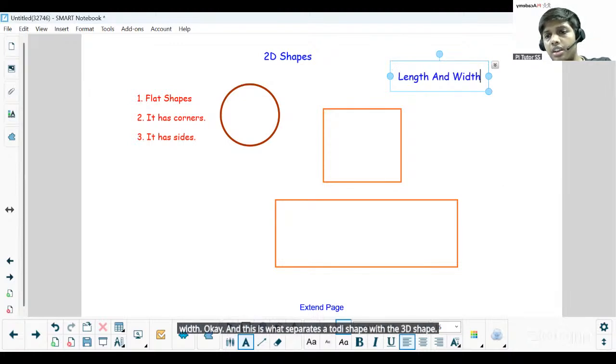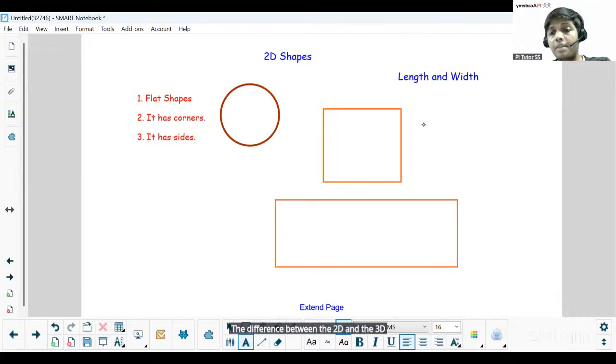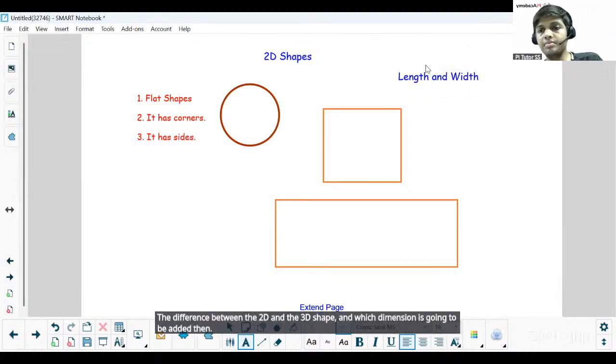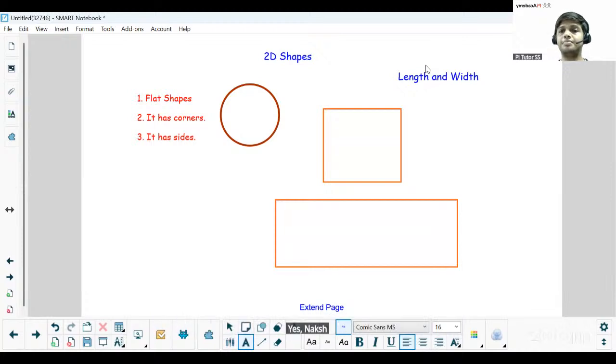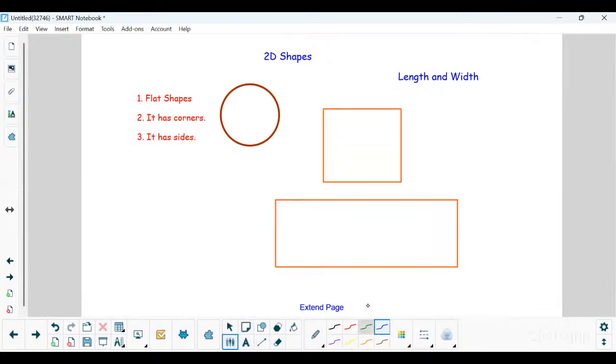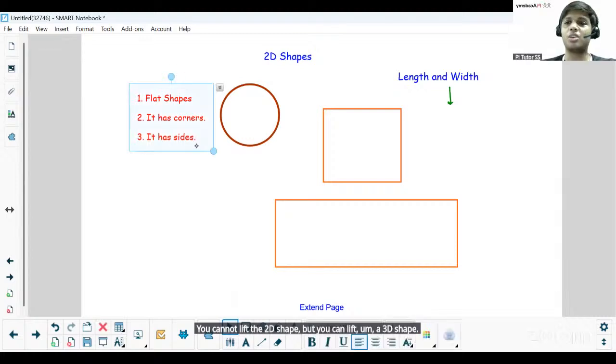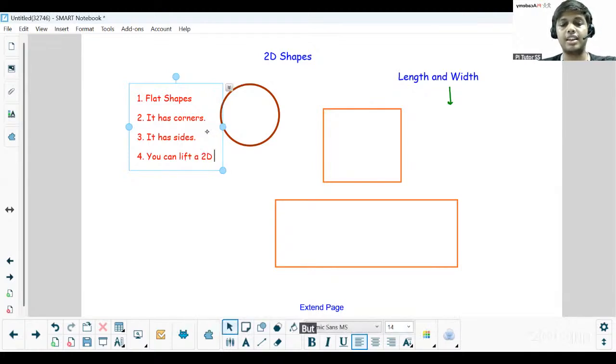Can Azmina, you or Daksh, can you tell me what should be the difference between the 2D and the 3D shape, and which dimension is going to be added then? Yes, Daksh. You cannot lift a 2D shape, but you can lift a 3D shape. Perfect. Very good, Daksh. That's a great point you have made. Let us quickly note this down as well. Okay. You cannot lift a 2D shape, but we can lift a 3D shape.